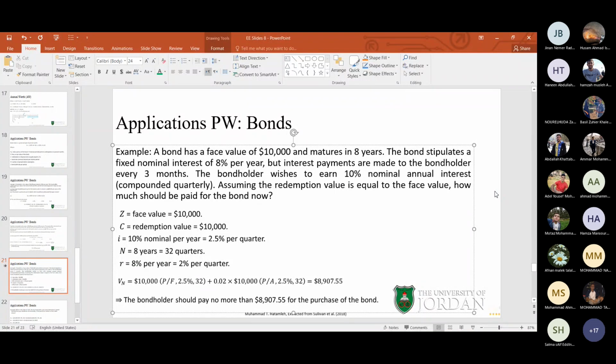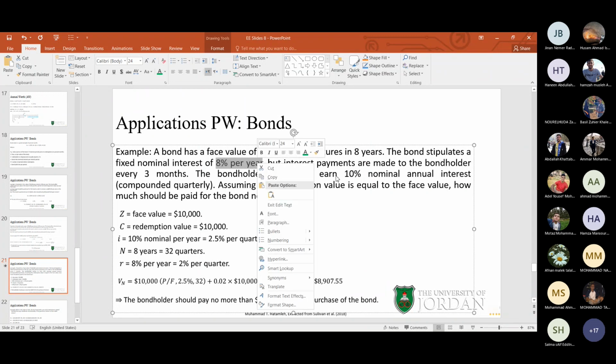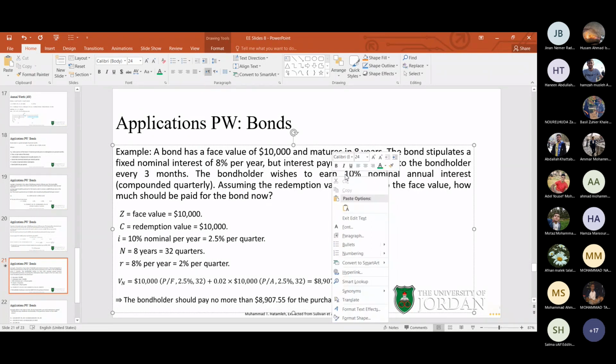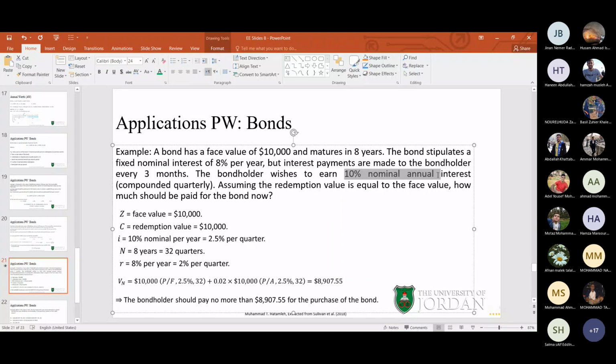Now, assuming that the redemption value is equal to the face value, which is equal to 10,000, how much should be paid for the bond now? The question is asking me for the present worth for the bond right now. If the redemption and the face value equal 10,000, the nominal interest rate is 8% per year, and the yield rate equals 10% nominal annual interest rate compounded quarterly, but the installments happen each and every 3 months.